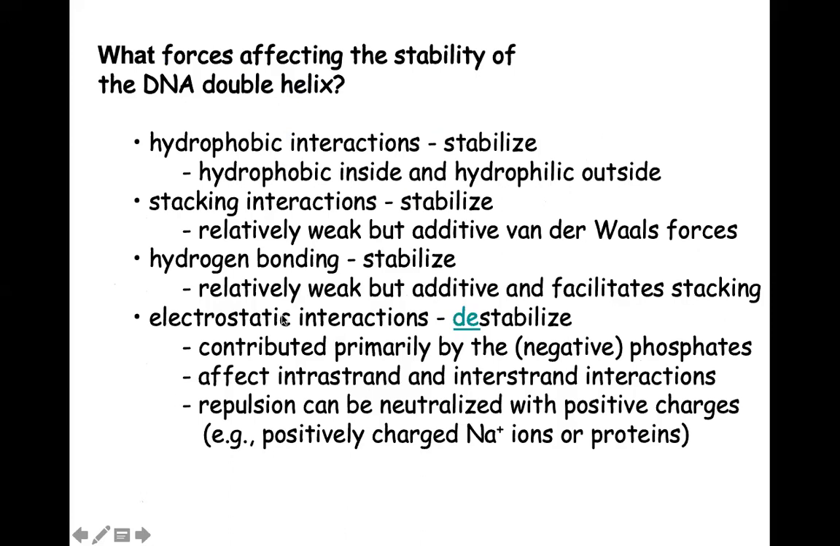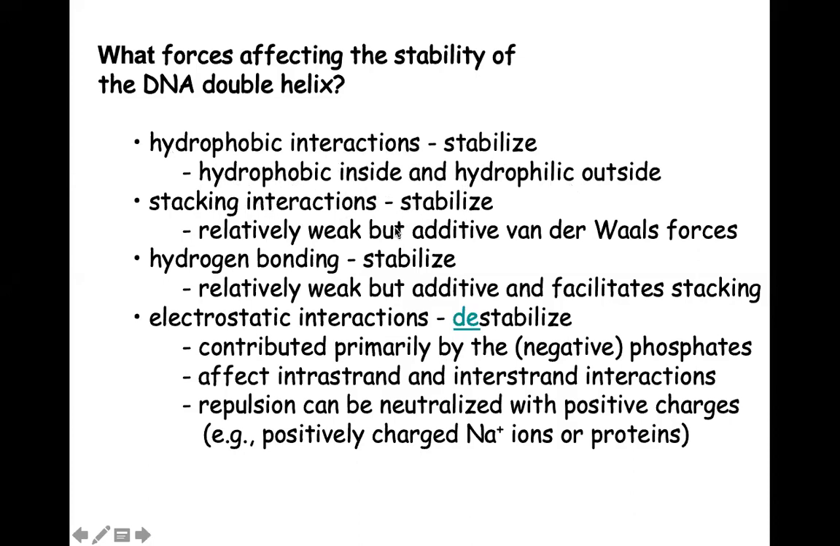Now the question is, what are the forces that help to maintain this double helical structure? Hydrophobic interactions stabilize the structure. Hydrophobic means dislike of water. Hydro means water. So the inside is hydrophobic, but the outside is hydrophilic. One is repelling water, and hydrophilic means attracting to the water, and this is why it is stabilized.